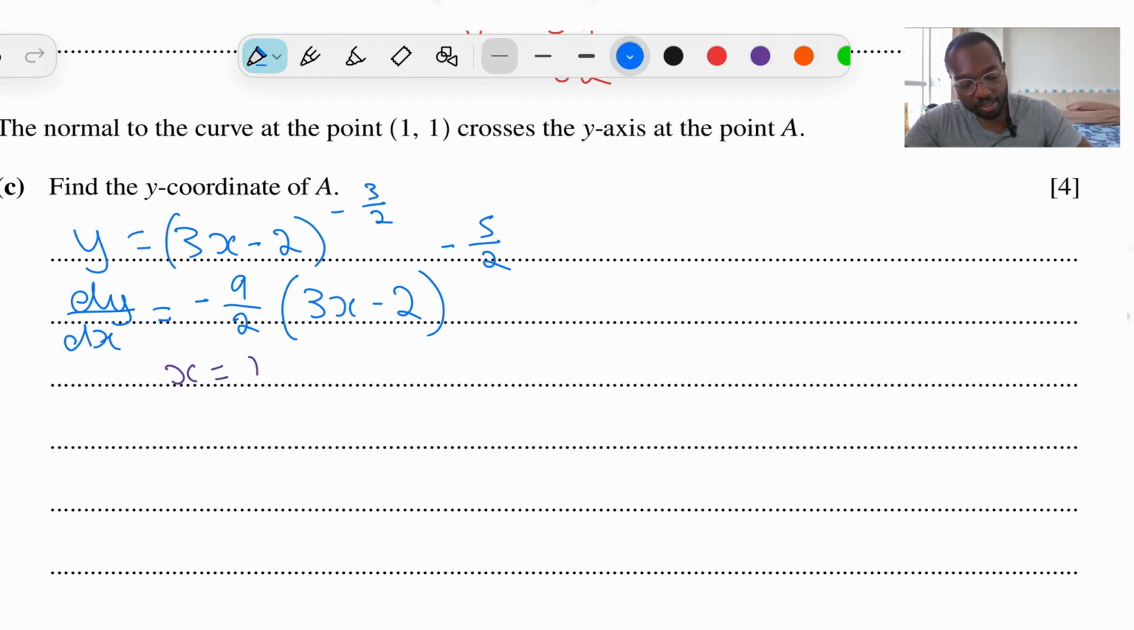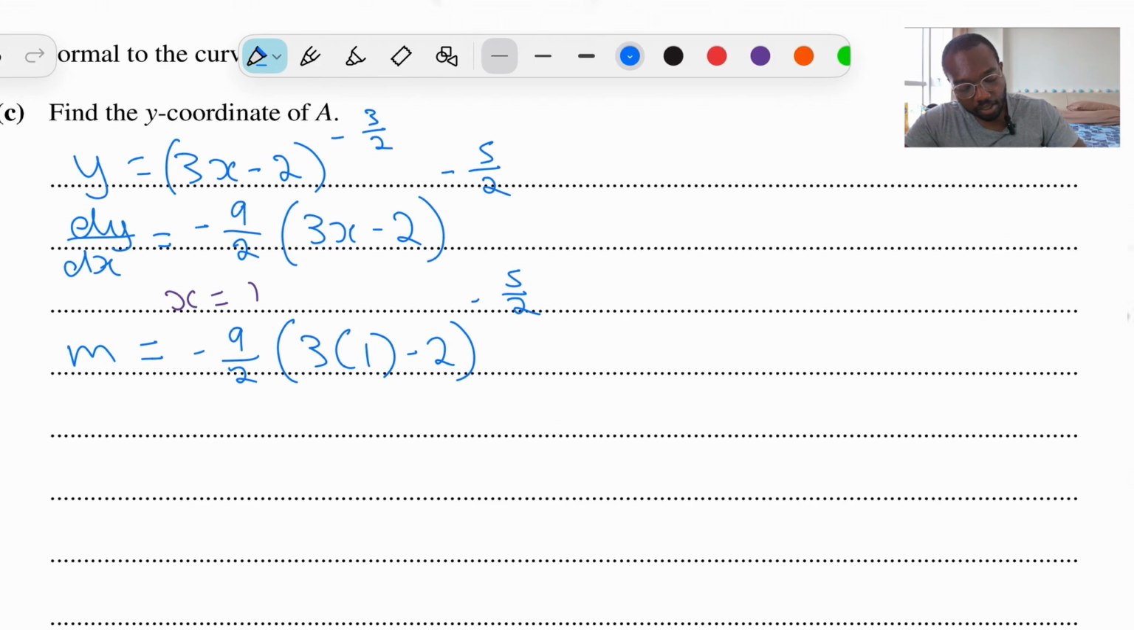If we do that, our m value, or gradient, would be minus 9 over 2, times (3 times 1 minus 2) to the power of minus 5 over 2. That gives us minus 9 over 2, because 3 minus 2 is 1, and 1 to the power of anything is just 1. So therefore we know that our m value is going to be minus 9 over 2.